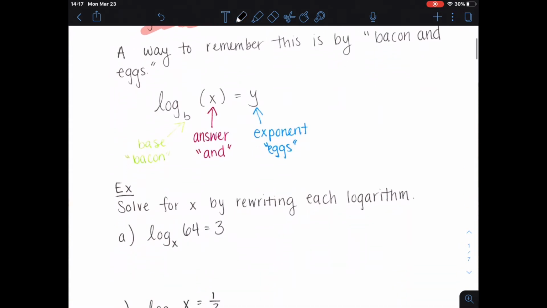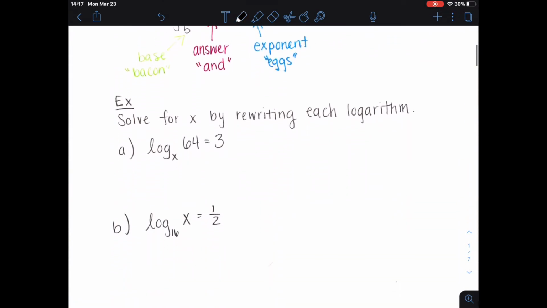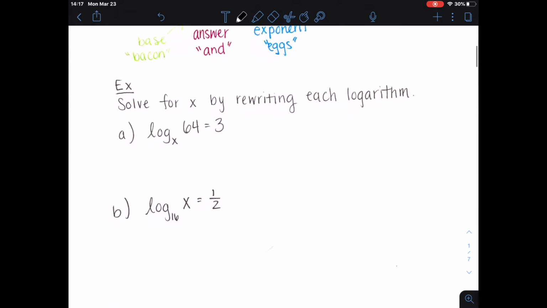So we're going to evaluate some logarithms by rewriting them in exponential form, because trying to think in your head what an equivalent is is more difficult. If you write it in exponential form, you're used to dealing with square roots, cube roots, powers, all that kind of stuff. It's a little bit easier. So we want to rewrite this, and we're going to use that bacon and eggs: the base, the answer, the exponent.